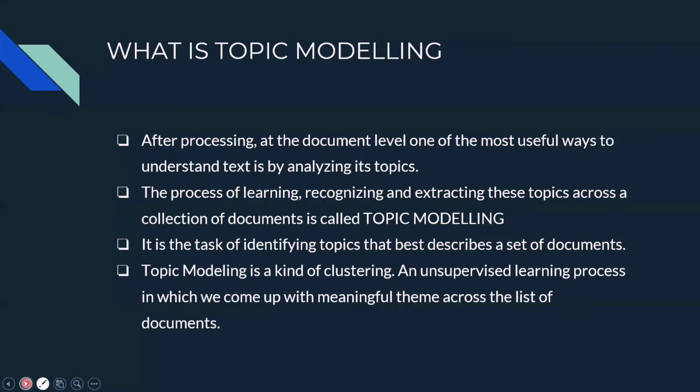This process of learning, recognizing, and extracting the topics across a collection of documents is called topic modeling. It is the task of identifying topics that best describe a set of documents. Topic modeling is a kind of clustering as well, an unsupervised machine learning process in which we come up with the meaningful themes across the list of documents.